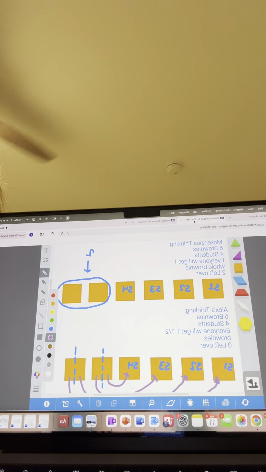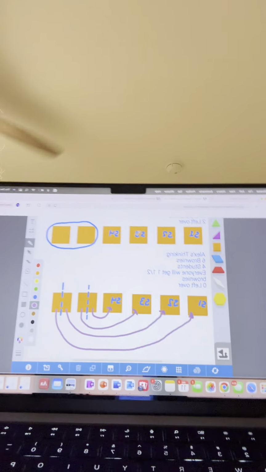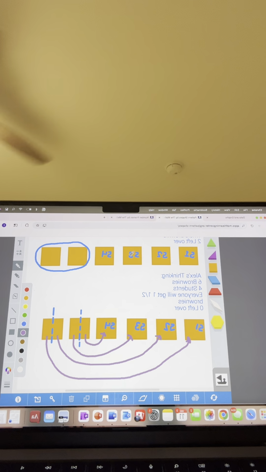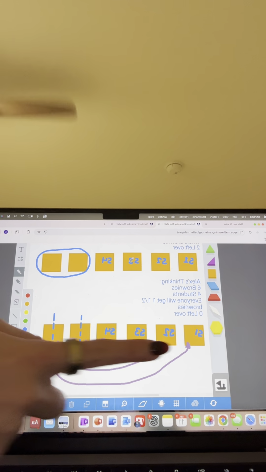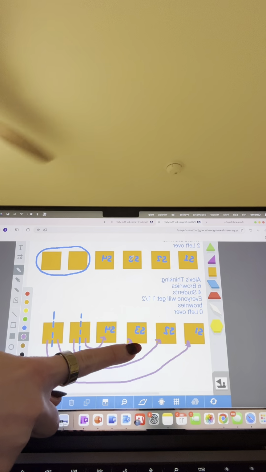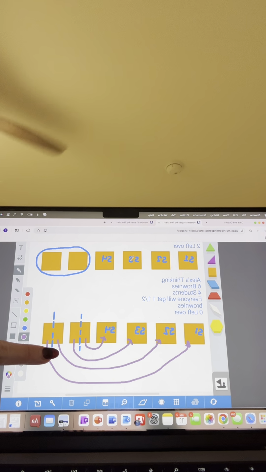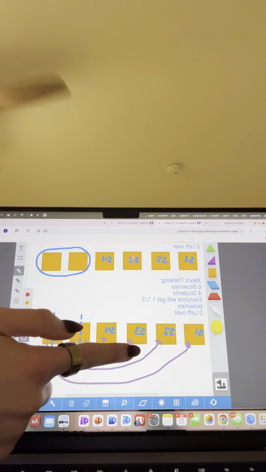Whereas now we look at Alex's thinking, and there's 6 brownies, 4 students, and everyone will get 1.5. So the representation is there's still student 1, student 2, student 3, student 4, and then these are the 2 leftover brownies. If you cut them in half, since there's 4 halves, 4 students can get those halves. And that was Alex's thinking.